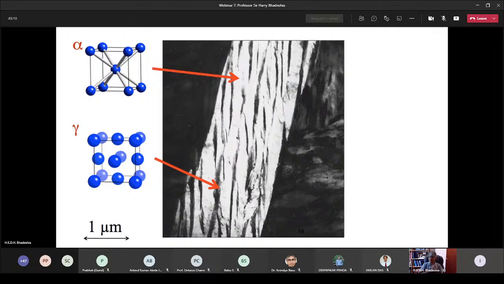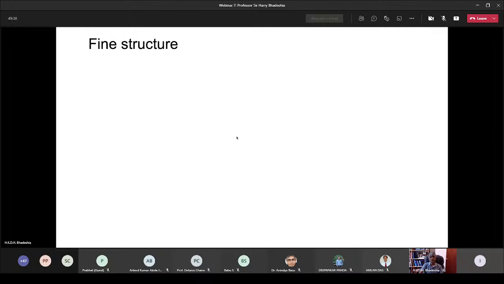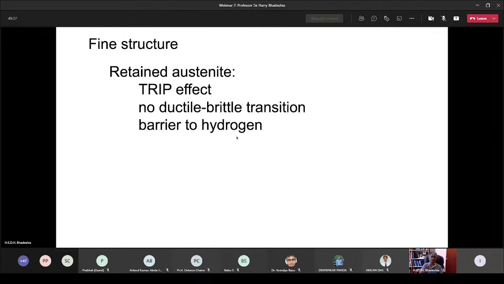So ideally, this is the perfect structure to have for a combination of strength and toughness, because you know that when you refine the grain size, you get an increase in strength, and you know that austenite does not have a ductile-brittle transition temperature, so it will remain tough even at low temperatures. So we have a fine structure, which is a direct consequence of the mechanism of transformation. We have retained austenite, and we are using one of the cheapest elements to stabilize the austenite, that is carbon. So even though the average carbon concentration in the steel is 0.4 weight percent, the austenite will end up with something like 1.2 weight percent of carbon, because that's the T0 concentration.